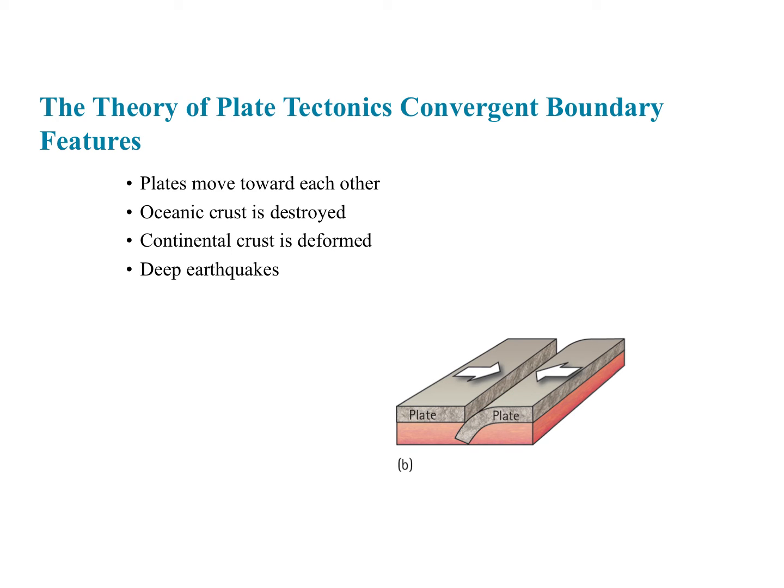And so again, with convergent boundary features, the plates move towards each other. You have destruction of the oceanic crust. The continental crust is deformed, and this creates deep earthquakes. You can see this is being driven down into the interior. That causes deeper earthquakes.